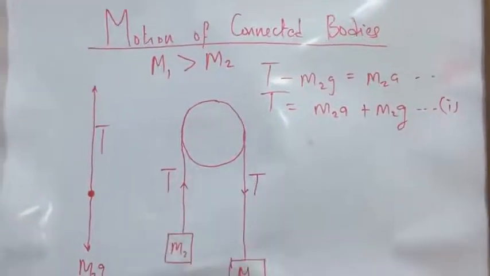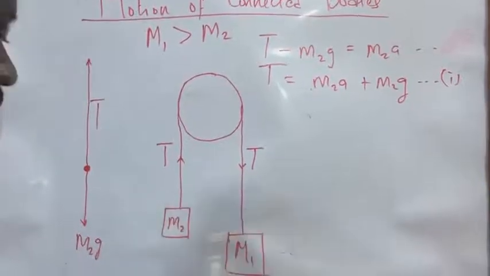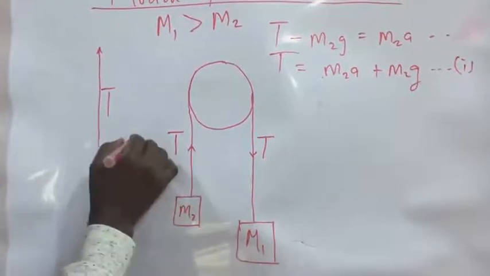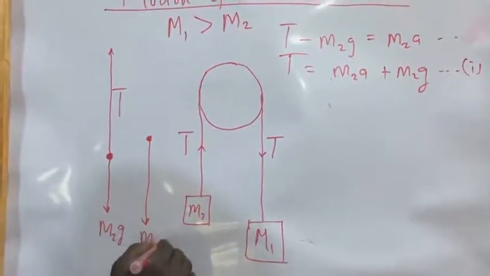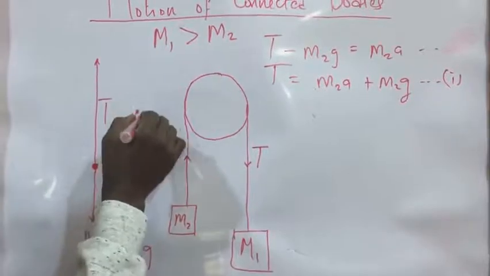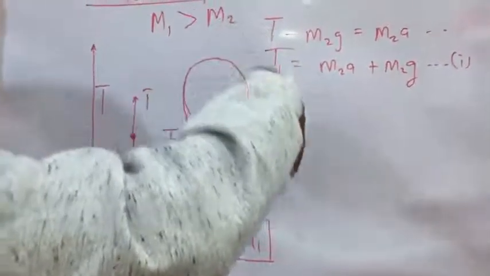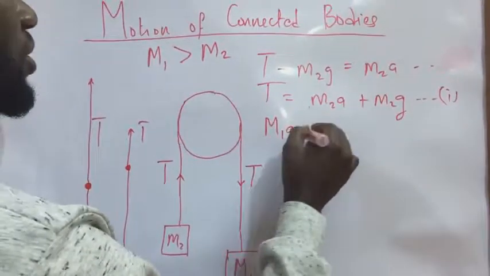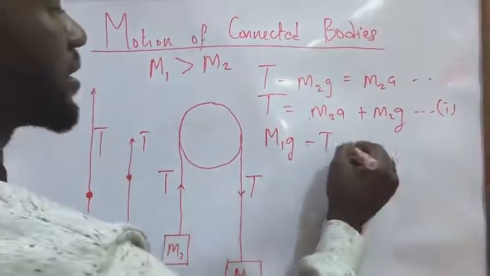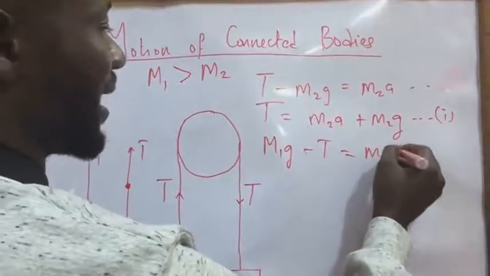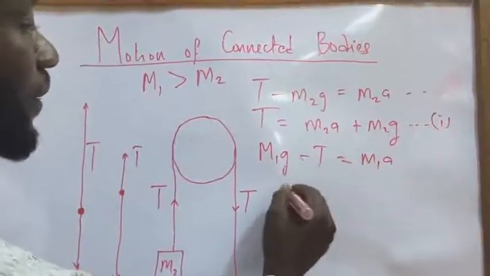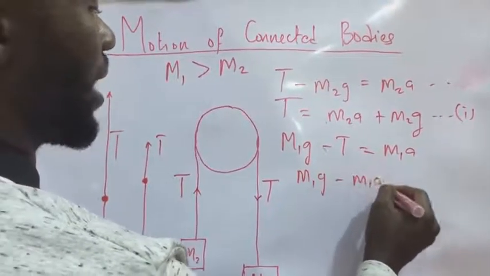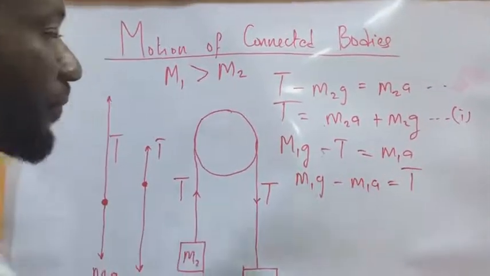For the second part, the diagram shows that M1G must be greater than the tension. Why? Because the motion is directed downward. So we have M1G minus T is equal to M1A. Making T the subject of the formula, I have M1G minus M1A is equal to T.